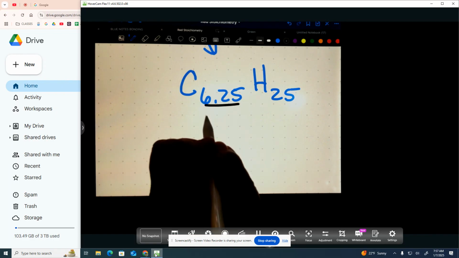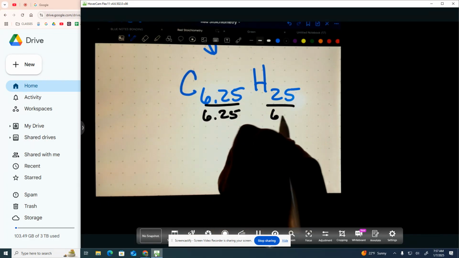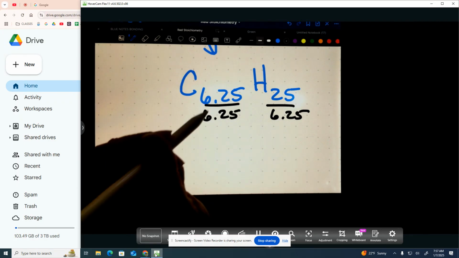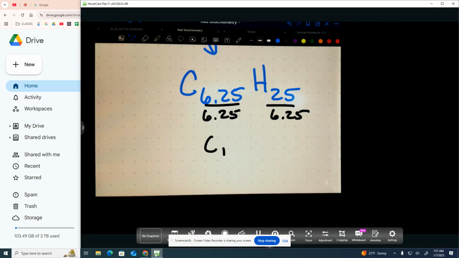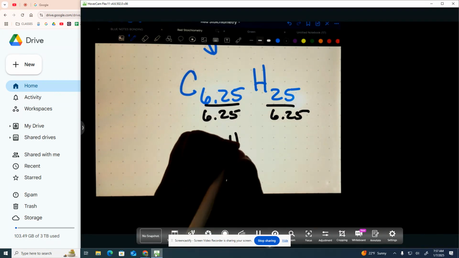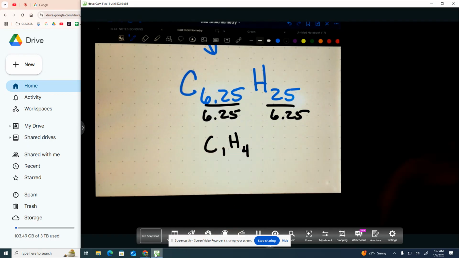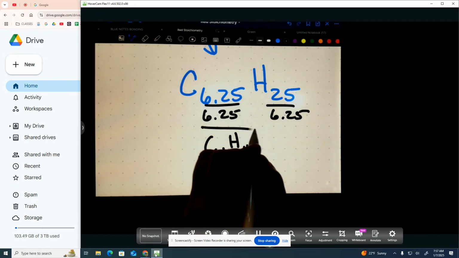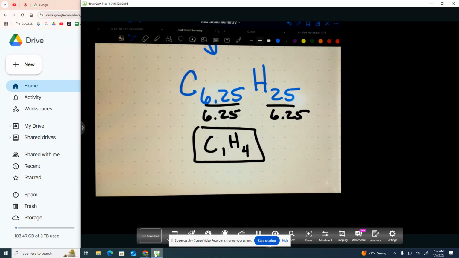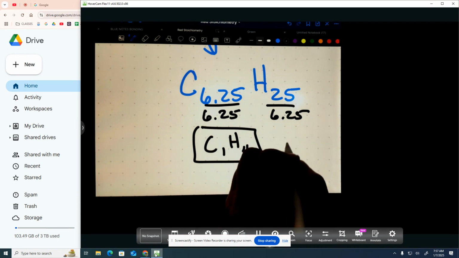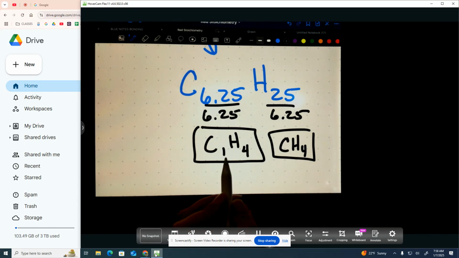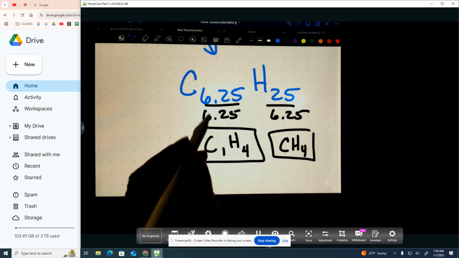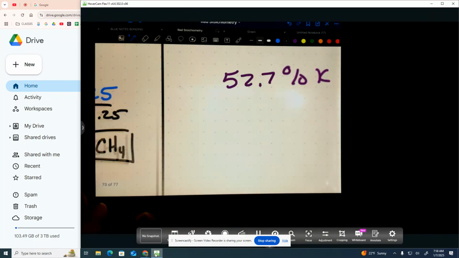So in order to get them to be whole numbers, here's the trick. You're going to divide by whatever the smallest number is. So 6.25 divided by 6.25 gives us 1. That's good news, because then it means I can't reduce it any further. What's 25 divided by 6.25? 4. Now is this an empirical formula? Yeah. CH4. Is that better? Okay. The 1 is not usually written there, but I wrote it there just so you can see where it's coming from. Okay? All right, let's try another one.